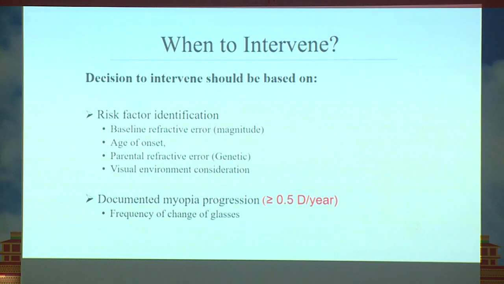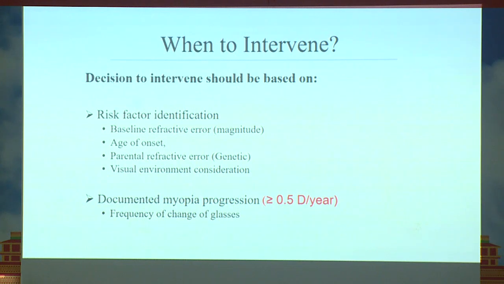So when would we intervene? Our decision should be based on risk factor identification. Each child falls into a basic risk factor group, which depends upon the baseline refractive error, the magnitude of myopia he is diagnosed with the moment he presents to us, and the age of onset of the refractive error. The younger the child is, the more years he has for progressive myopia, and he is going to land up at a higher level of myopia by the time he levels off. Therefore your decision to intervene, and how aggressive you are, is going to be tapered accordingly. Then genetics, or the parental refractive error, the family influence: if both parents are myopic, there is a 3 times risk of progressive myopia in a child. And of course the visual environmental considerations.